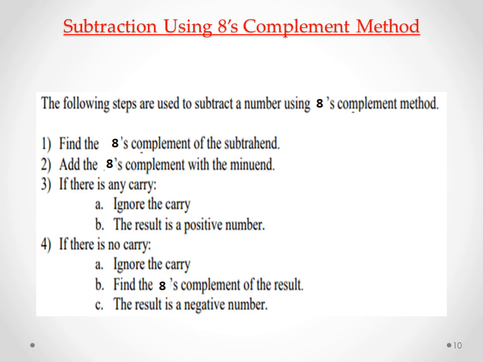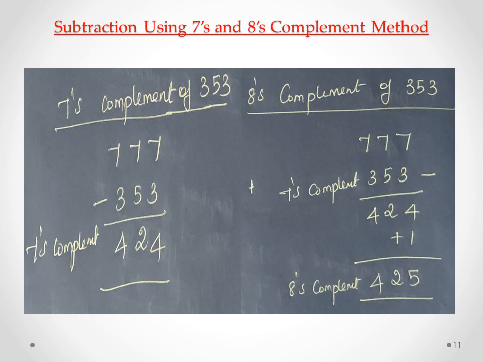The following steps are used to subtract a number using 8's complement method. Find the 8's complement of the subtrahend, then add the 8's complement with the minuend. If there is any carry present, ignore the carry and the result is a positive number. If there is no carry, then find the 8's complement of the result, and the result is a negative number. Now let's see subtraction using 7's and 8's complement method.